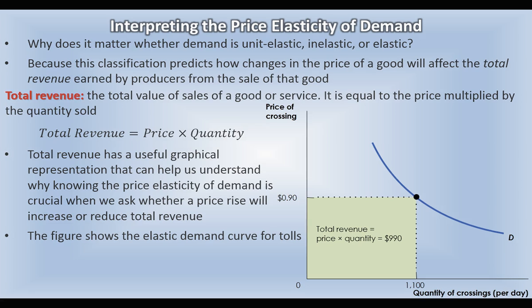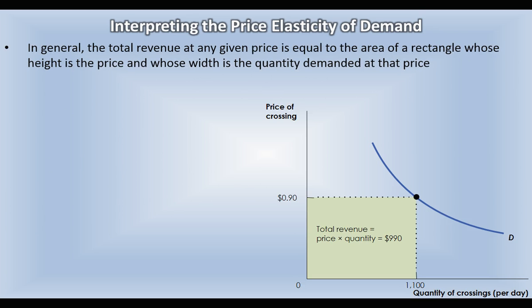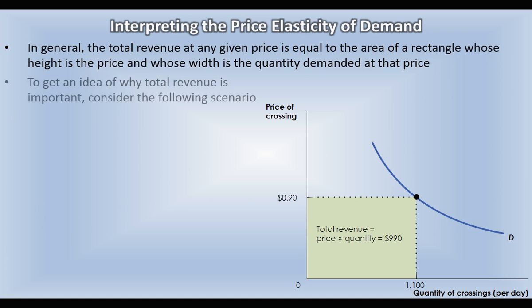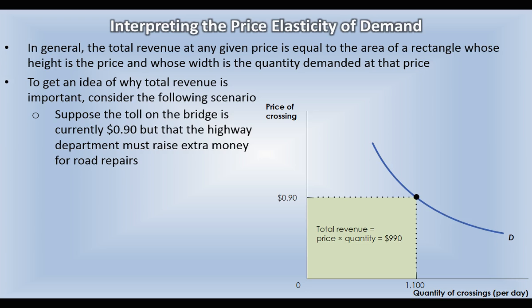So again, we're looking at elastic demand for the toll. In general, the total revenue at any given price is equal to the area of the rectangle whose height is the price and whose width is the quantity demanded at that price. To get an idea of why total revenue is important, consider the following scenario. Suppose the toll on the bridge is currently 90 cents, but the highway department must raise extra money to repair their road. So they're trying to figure out, should we raise our price or lower our price?